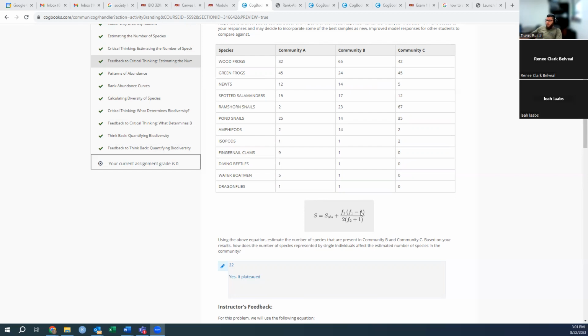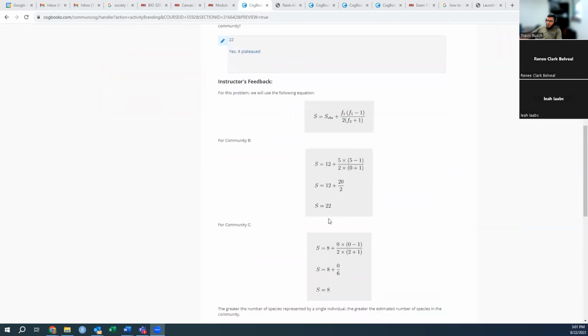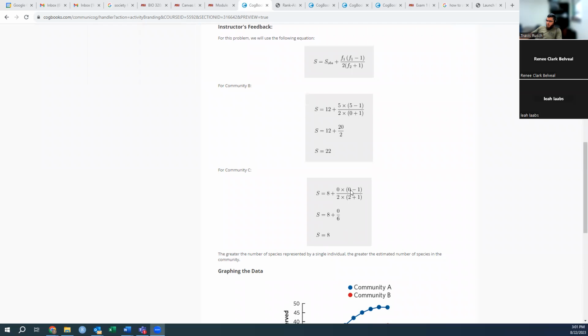So we have 0 times 0 minus 1, but 0 times anything is going to be 0. So we're going to have a 0 over the top. And then we have F2. We had a couple values, right? We had 2 organisms, but any 0 over anything is going to be 0. So that's where it just equals our species observed, right? So it's just 8, because we have 0 times 0 minus 1, over 2 times 2 plus 1, so 0 over 6 is still 0, plus 8 is 8. Does that make sense? Yeah, that makes sense. Yeah, and I would be familiar with how to do these equations because you'll probably see a question very, very similar to this on the exam.